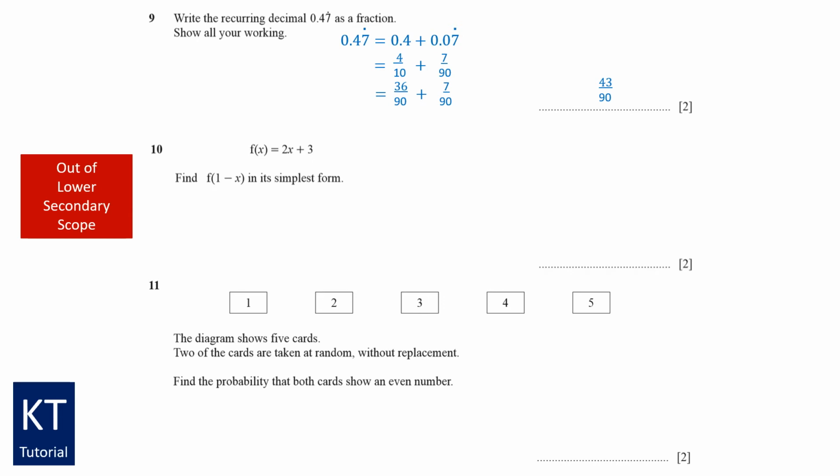Question 10. f of x is 2x plus 3. Find f of 1 minus x in its simplest form. By simplifying the expression, we should arrive at 5 minus 2x.